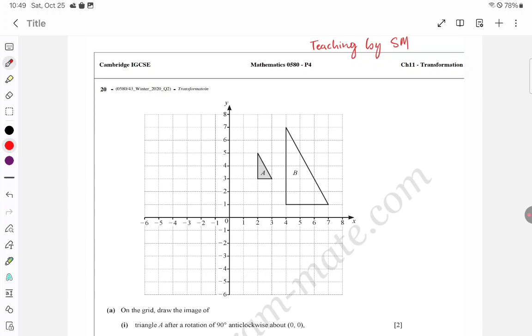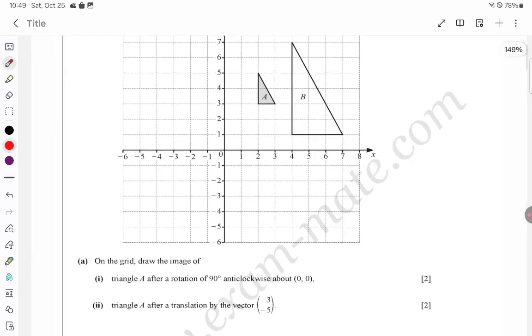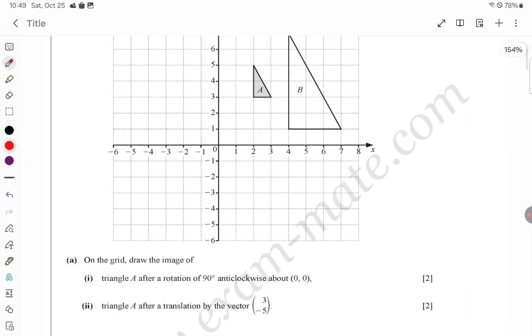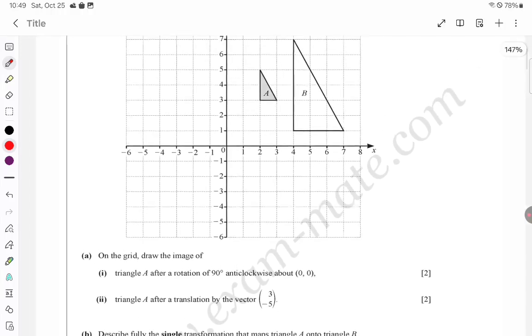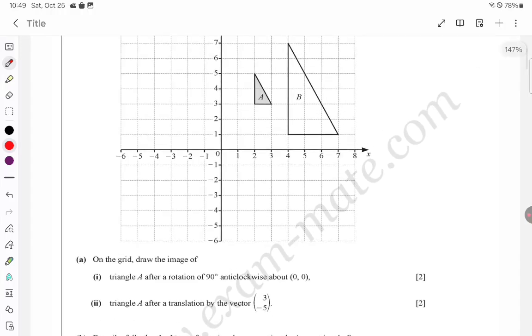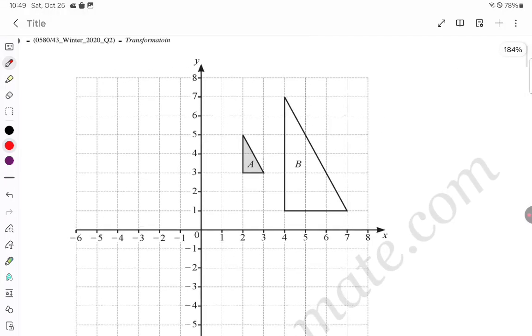So in question number 20, part A, on the grid, draw the image of part 1, triangle A after a rotation of 90 degrees anti-clockwise about the origin (0, 0), and part 2, triangle A after a translation by the vector (3, -5). So these are the two parts, and first we have to rotate this triangle by 90 degrees.